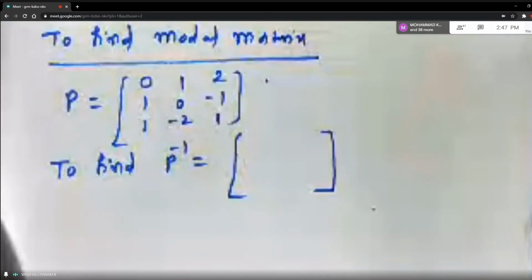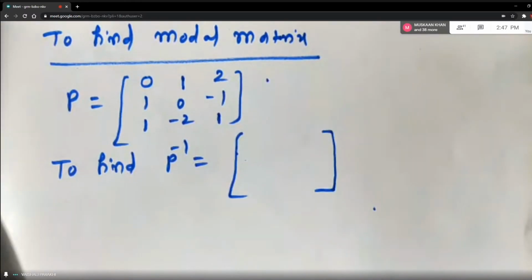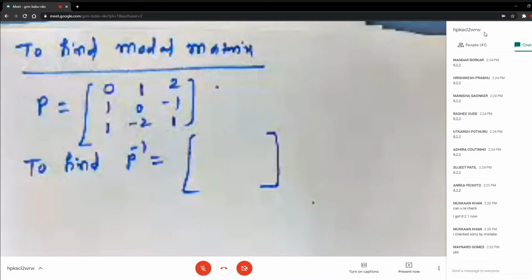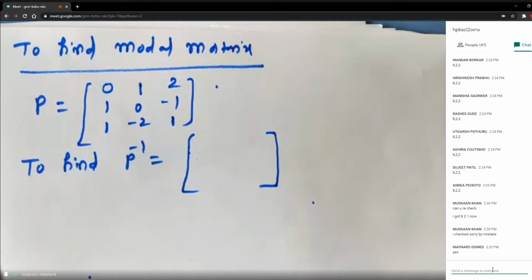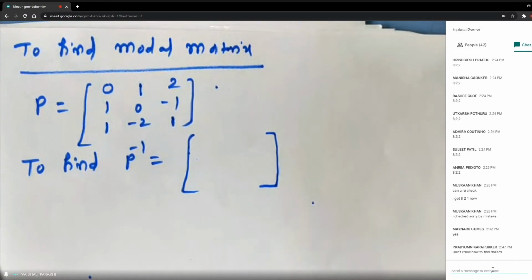Others, have you got P inverse? Why are you people taking so long to find the inverse? Others, have you done? No, I'm doing, ma'am. Okay, do it fast. Anybody else got P inverse, or nobody is getting?